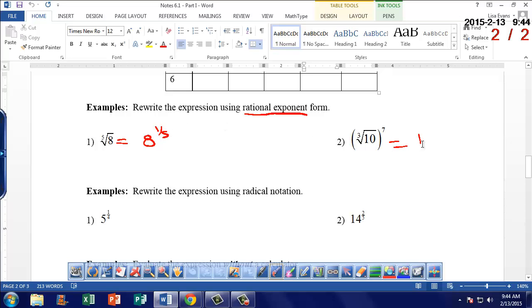This one, 10 is our base. 3 is going to be our bottom number because that's the root we're taking, and it's raised to the 7th power. Okay, pretty easy, right? So you just need to know to be able to do that.